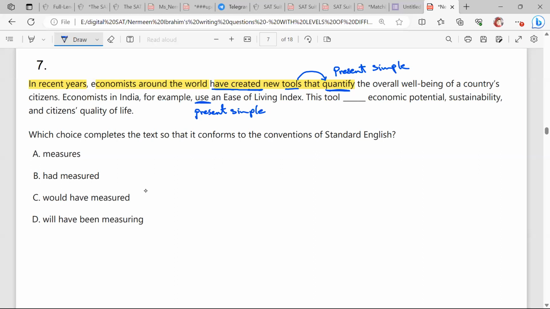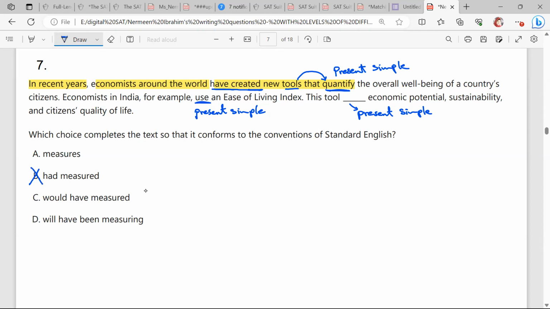So I must use the present simple here, present simple because of "use." And we have the tools, the tool that quantifies. So that is a present simple also. Exactly. So it must be in the present simple.